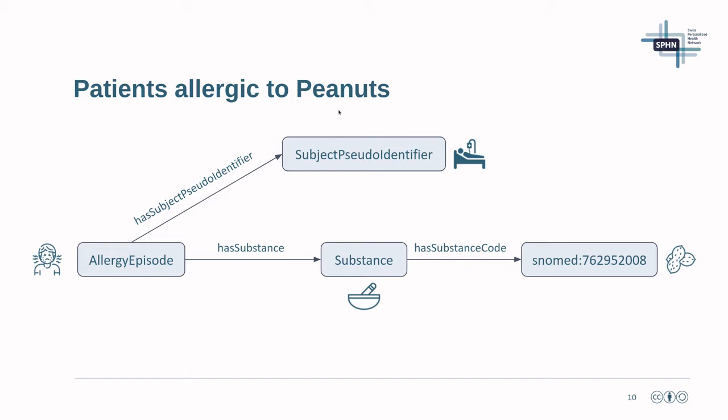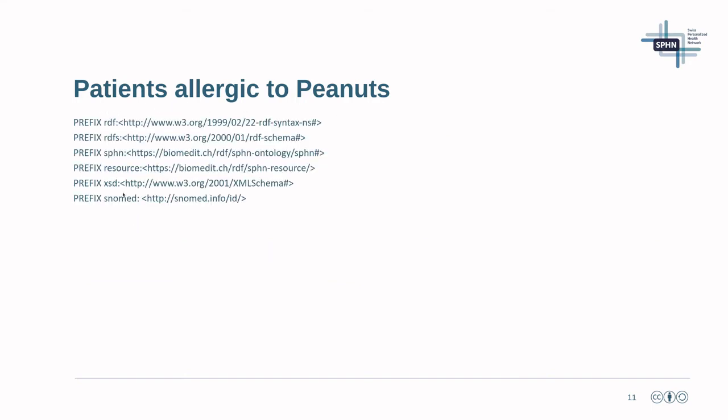So how do we do that? We first need to define our prefixes, as we mentioned before. So we have some generic prefixes from RDF, RDFS. We have some internally defined prefixes like SPHN or the resource or SNOMED CT. Then we need to write our type of query, which here is a select, and we are interested in getting distinct patients. So patient here is our variable of interest. And this is what we will get as a result.